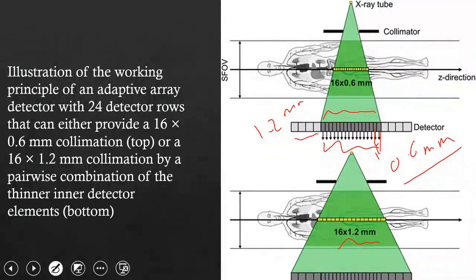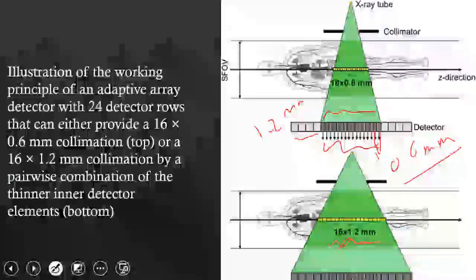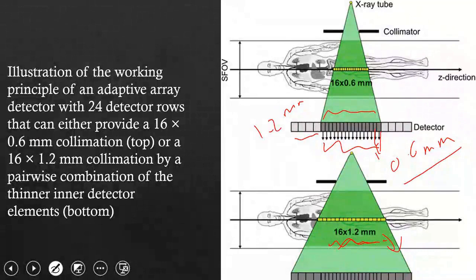So if I operate at 16 in 1.2 millimeter, can I reconstruct a 0.6 millimeter image or not? No, you can't. Good. So, if I operate at 16 in 0.6, can I also do half a millimeter? Again, you can't. You can only output 0.6.